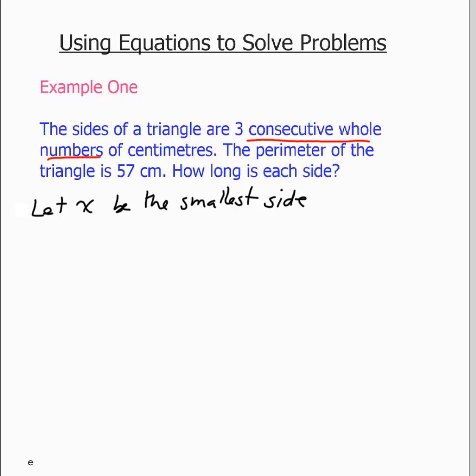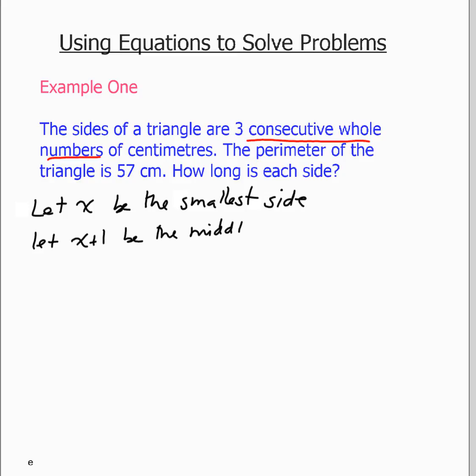Now, again, it gets a little bit tricky because there is no statement that says one side is 2 more than the other. So how are we going to get the middle side then? Well, remember, they're consecutive numbers. So in my example of 5, 6, 7, if you knew the first number, how are you going to get the second number? Well, how do I go from 5 to 6? I just add 1. And so that's going to be my next number. So let x plus 1 be the middle number.